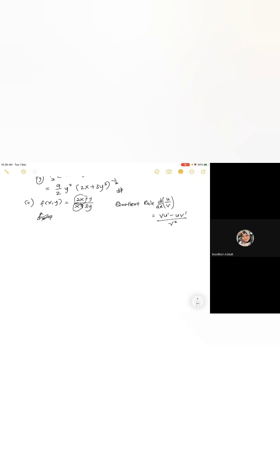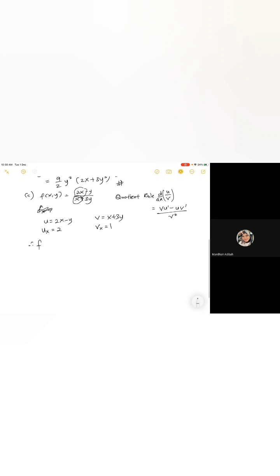So let's say I bring out u and v first. u is 2x minus y, v is x plus 3y. Then since I want to differentiate with respect to x, my u_x is 2, the y will be 0, my v_x will be 1, the 3y will be 0 as well. So f_x is v u prime, which is (x plus 3y) times 2, minus u v prime, (2x minus y) times 1, over v squared, (x plus 3y) to the power of 2.